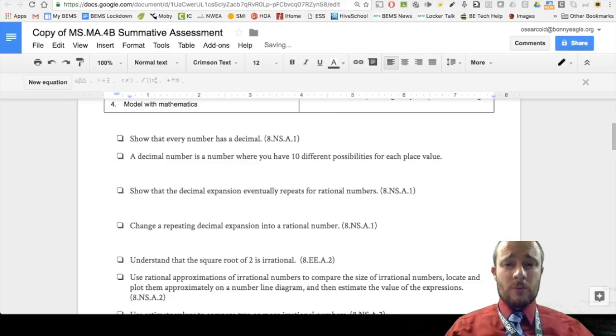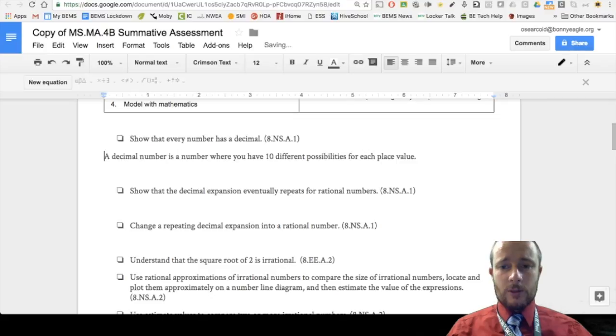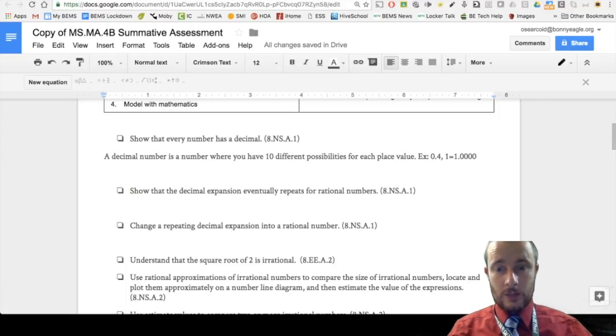Of course, we should give examples of this. That's one of the things that we're required to do. So examples would be 0.4 or 1, because 1 is equal to 1.00000. You can see the decimals in there.